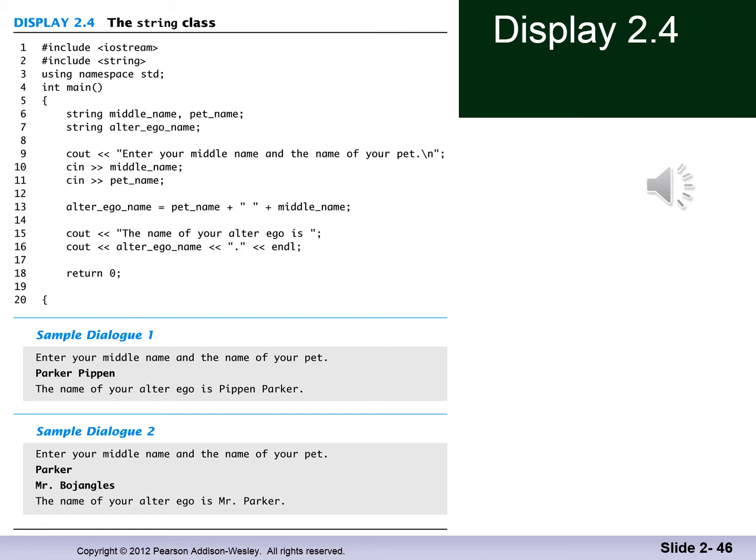Same thing. Notice in sample dialog 2, enter your middle name and the name of your pet, enters Parker, and then enters Mr. period space Bojangles. Now, because there's a space, cin never gets to Bojangles. It ends with the pet name being Mr. period. So the name of your alter ego is Mr.